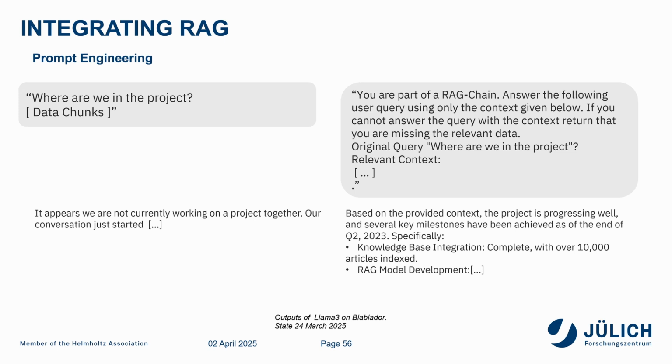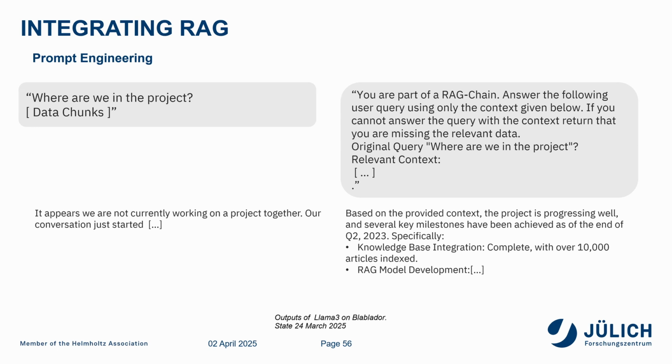For example, on the left side, a very simple example is shown. Imagine that you have a report from a project and you ask ChatGPT, where are we in the project, and then copy paste the report. And here is a real answer given by Llama 3 on this hypothetical report. It appears we are not currently working on a project together. Absolutely useless for our use case.